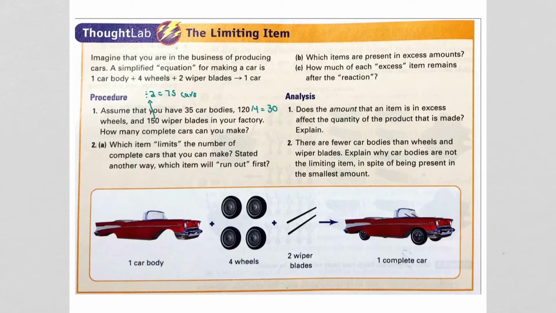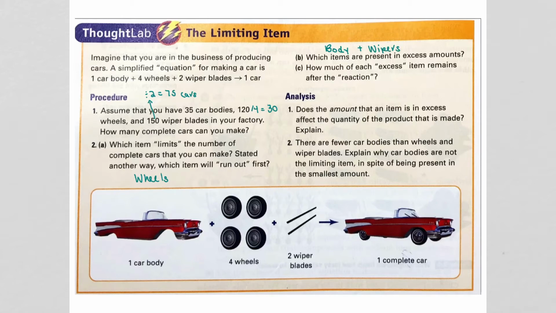The next question asks, which item limits the number of complete cars that you can make? Stated in another way, which item will run out first? Well, it will be the wheels, because we can only make 30 cars from the wheels. And which items are present in excess amounts? The car bodies and the wipers are the things that we have excess of.